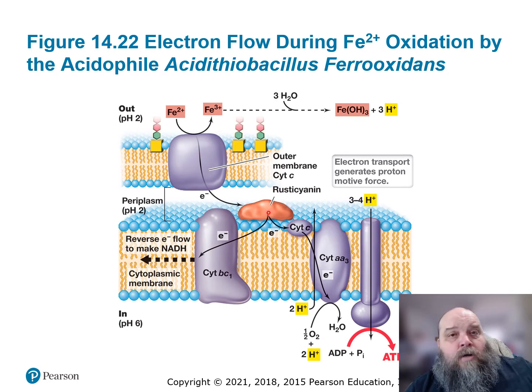That electron can take one of two paths. First path, passed on to cytochrome bc1, that is going to take it and utilize it in that reverse electron flow, which is going to take hydrogens, and instead of having them flow back through, it's going to pull them across, and in the process, it's going to reduce NAD to NADH.